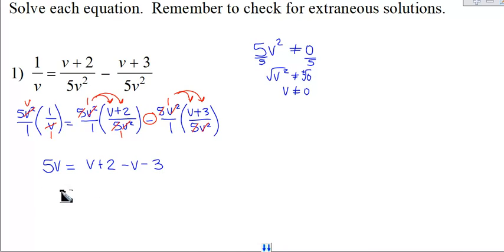Now it's time to solve. Let's combine the like terms that are on the same side. So now I have 5v, the v's cancel, and positive 2 with negative 3 is negative 1. Final step, divide both sides by 5. So v is equal to negative 1/5. Negative 1/5 is not my excluded value, so it's okay to go ahead and box or circle it.